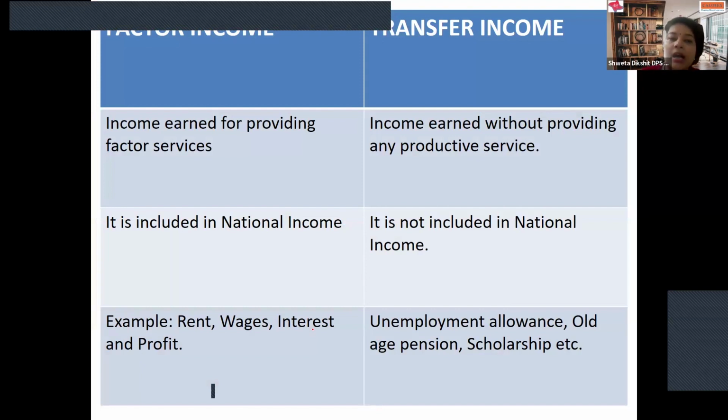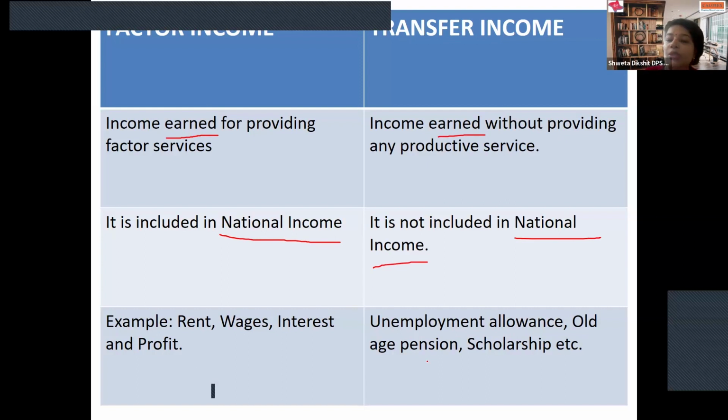The factor income is the earned income. I repeat, the factor income is the earned income. Whereas transfer income is unearned income. It has not been earned. It does not have any liability in return, whereas factor income has liabilities. Factor income is part of national income, but transfer income is not included in national income. For example, rent, wages, interest, all these factor incomes are part of national income.